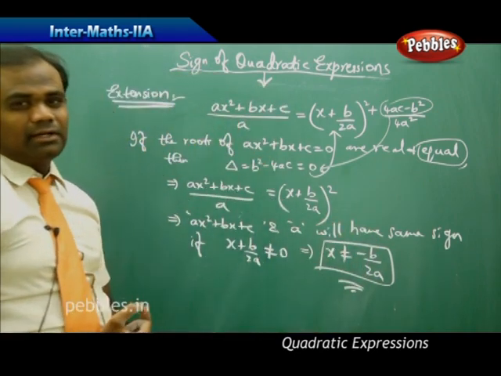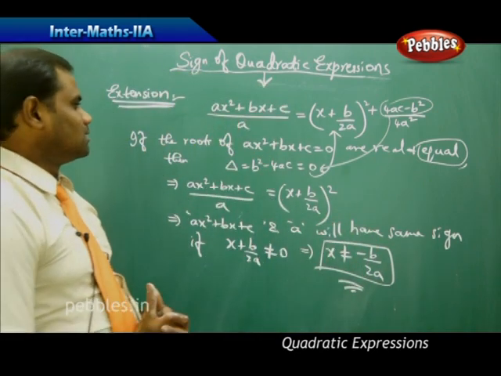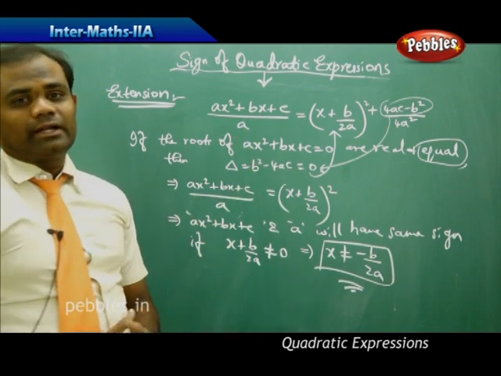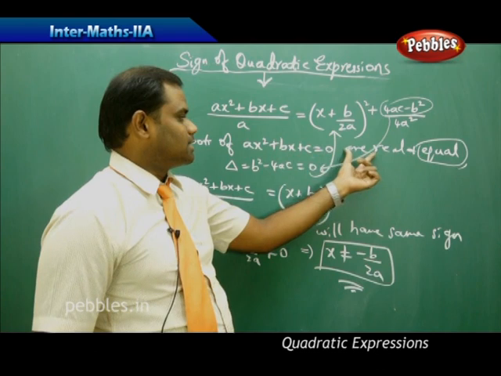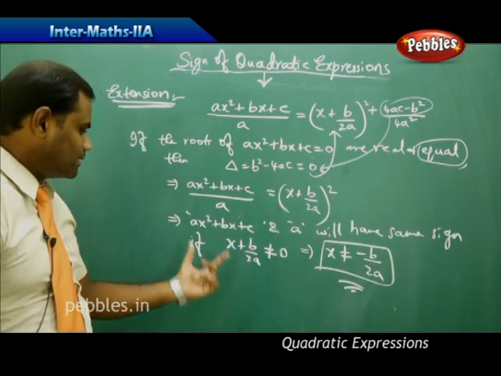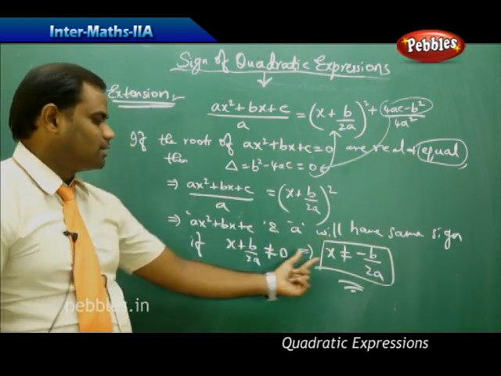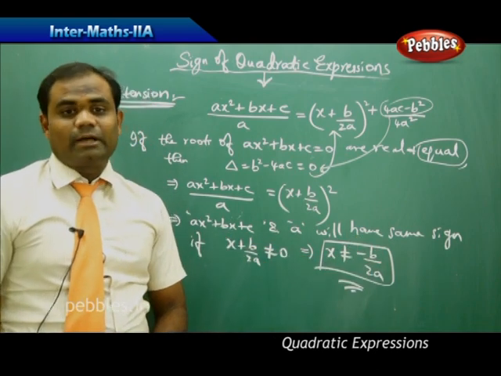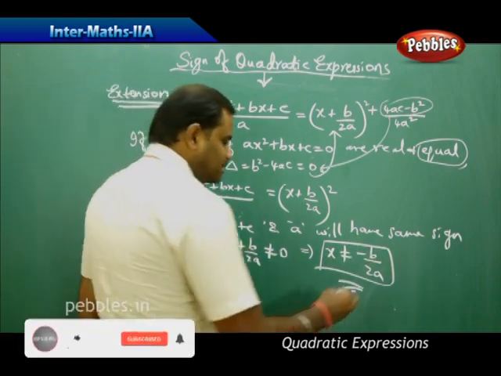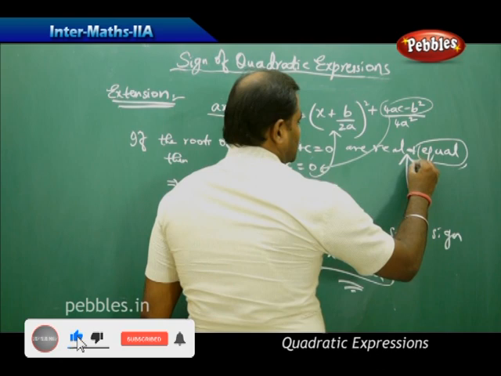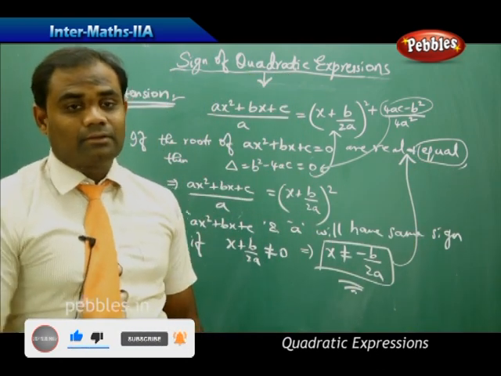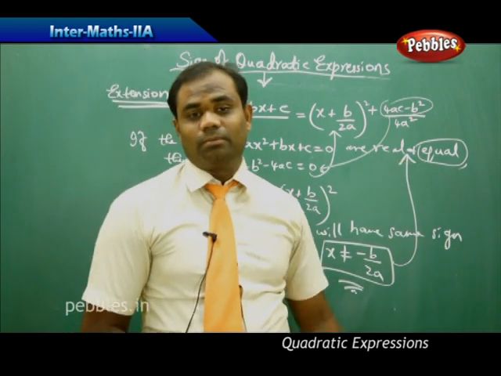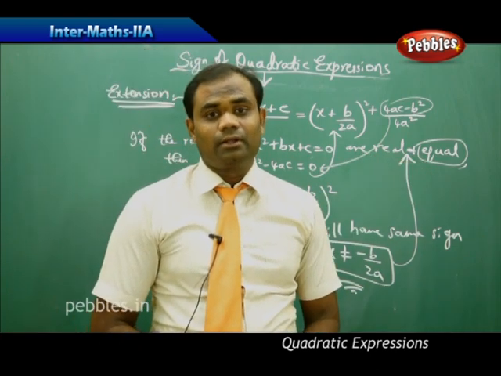Therefore, I understand here in the extension of the theorem that if the quadratic equation has real and equal roots, then this and this will have the same sign if x is not equal to minus b by 2a. This is strictly the condition when the roots are real and equal, and this is how we extend the theorem to understand the further properties of roots being real and equal.